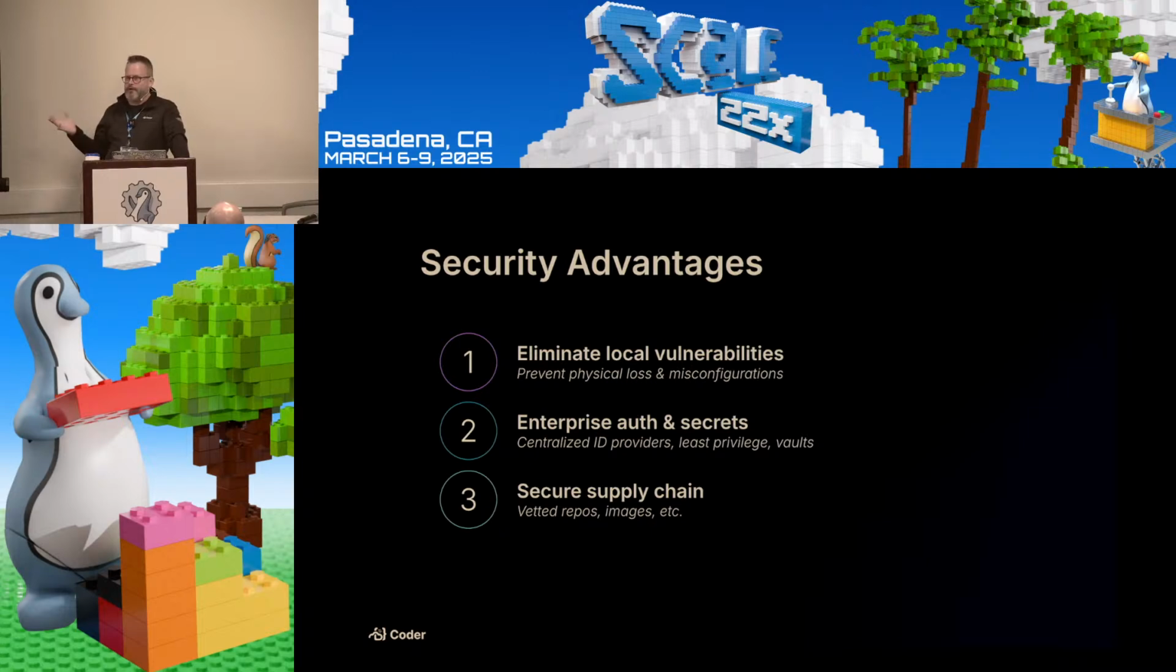You integrate into your enterprise accounts. You're already using your centralized ID providers. You can set them up for a least privilege model. You can use vaults for secrets, things like that. All the stuff that you're already doing with all your other platforms and all your other systems, you can now apply that to your dev flow as well. And you secure your supply chain. You can configure it so it only pulls from vetted repos. The images are scanned and everything, and it's just a very secure way to build their environment.